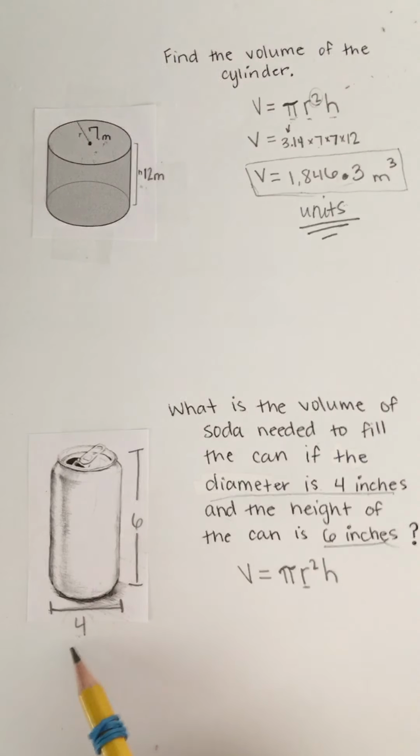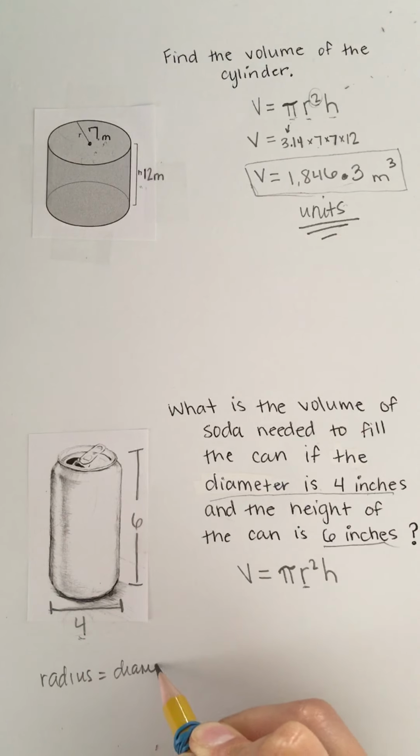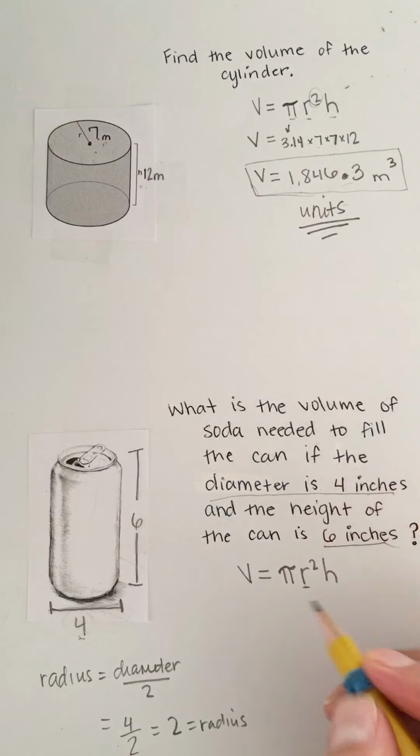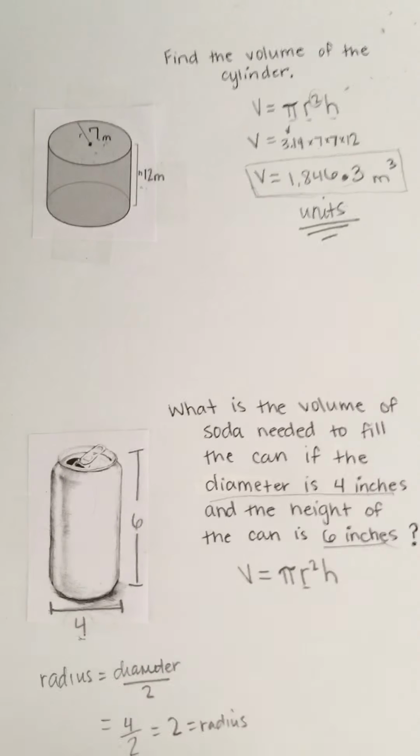If the diameter is 4, then the radius is half, right? So radius equals diameter divided by 2. So the diameter is 4. Cut that in half. My radius is 2. My radius is 2, like this. Okay. So now I know what r is. I know what h is. H is the height. And pi is 3.14.